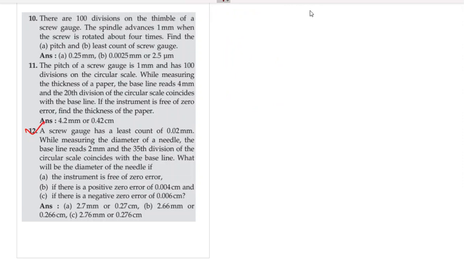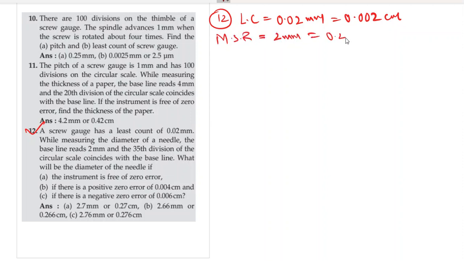A screw gauge has least count of 0.02 mm. So they have already given the least count. Least count is equal to 0.02 mm, which is 0.002 centimeter. While measuring the diameter of a needle, the baseline reads 2 mm. So baseline reads 2 mm. That means your main scale reading is 2 mm. The division which is just visible on your main scale is the main scale reading. So main scale reading is equal to 2 mm, which is 0.2 centimeter.